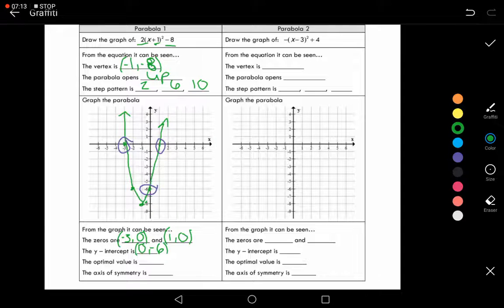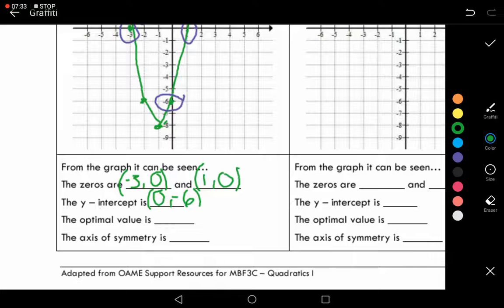The optimal value, remember, is your y-coordinate of your vertex, sorry. So your y-coordinate of your vertex is -8. I'm just going to zoom in here. So -8. And the axis of symmetry is your x-coordinate of your vertex, which was -1. And really we should say x equals that and y equals that. Okay, and I'm just going to label here, from your vertex, just as a reminder.